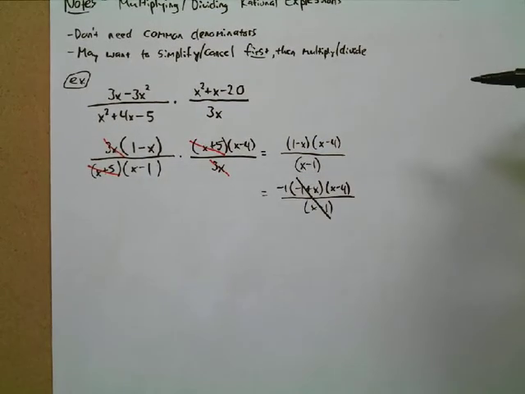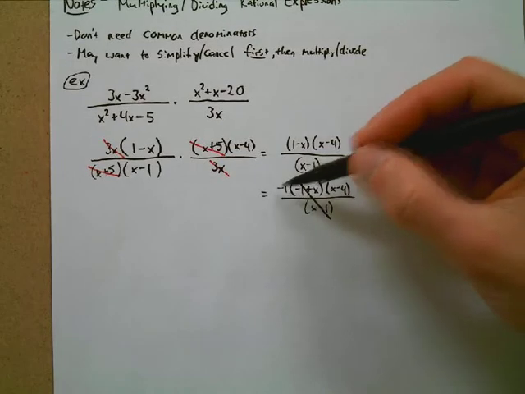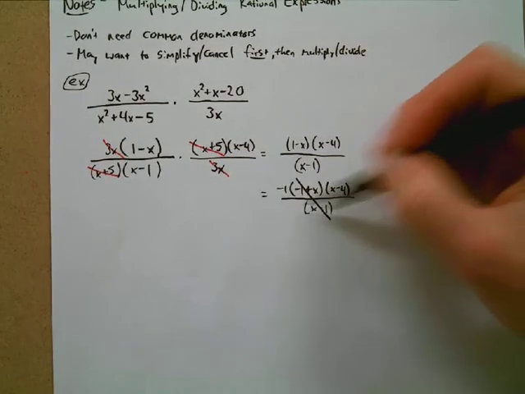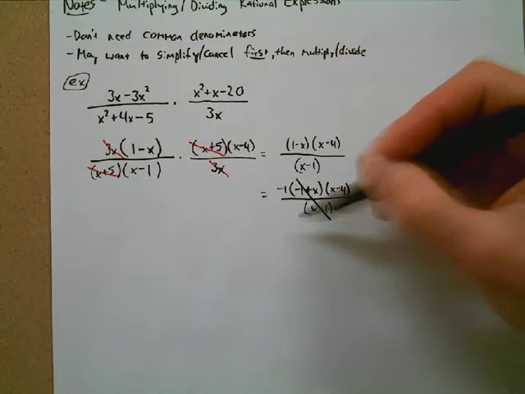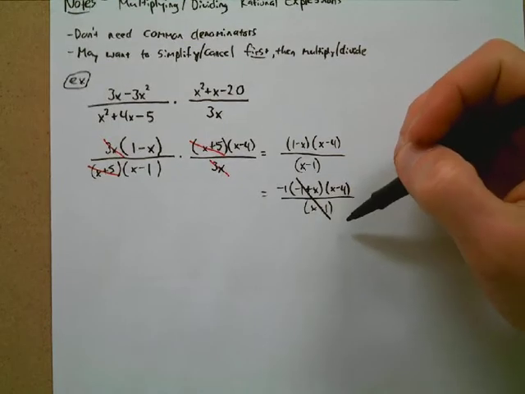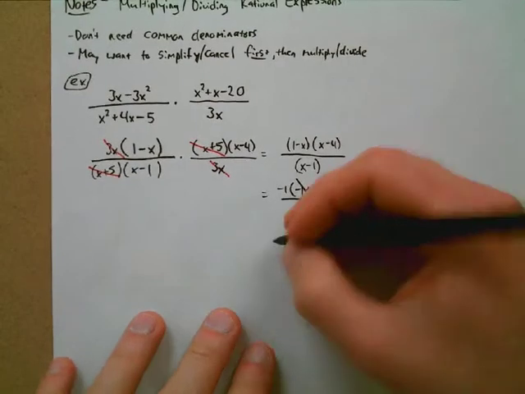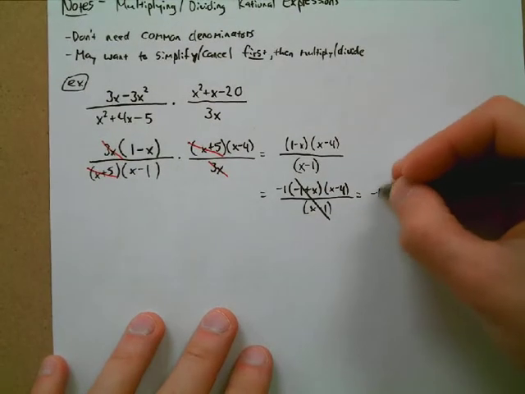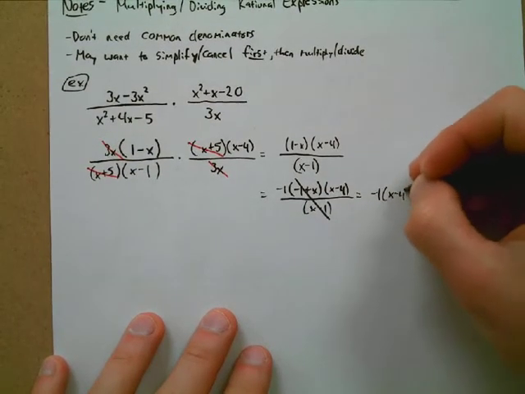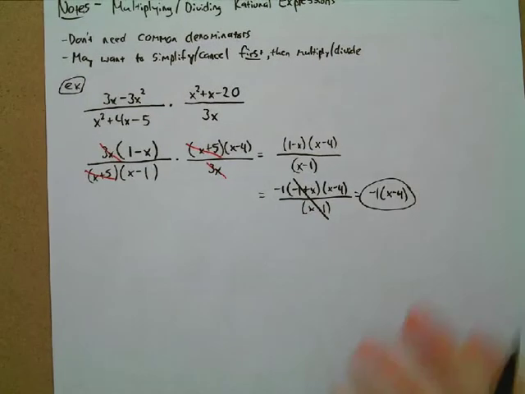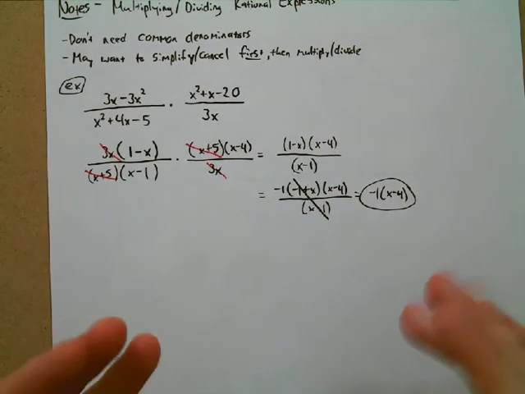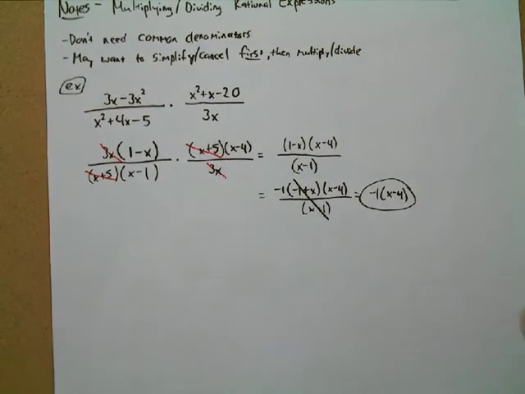Well, in the numerator, we're going to have the negative 1 times the x minus 4. What's still in the denominator? Not 0, right? When we cancel, what number is left behind? A 1. So you can leave a 1 in the denominator if you want to, or we can just say negative 1 parentheses x minus 4. And that's our final answer. If you want to distribute the negative 1 through and make it negative x plus 4, feel free, but it's not necessary. You can leave it like that.